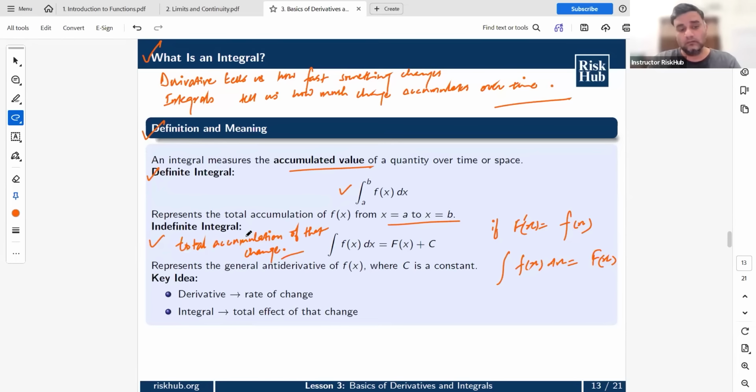Now, in finance, let's say there is an instantaneous return r(t). If you take the integral of the instantaneous return r(t) dt, it gives you the total return over time.